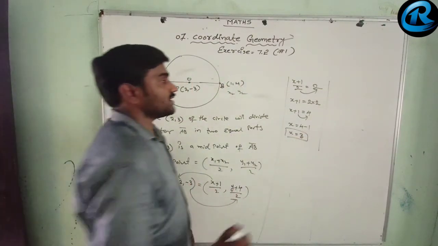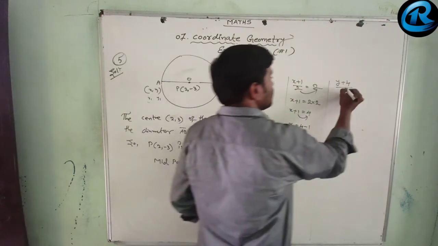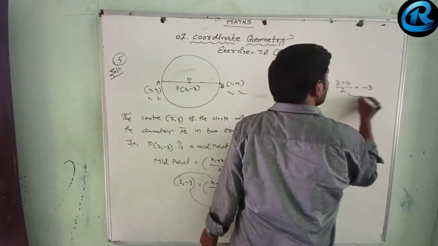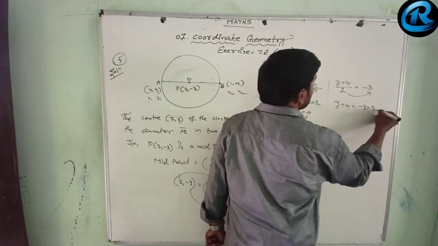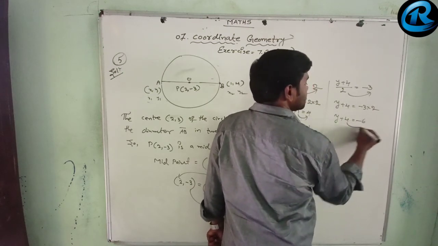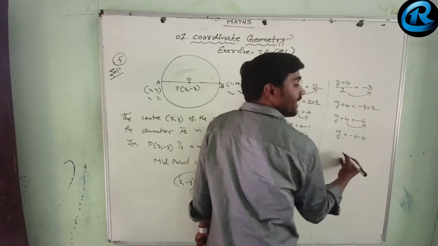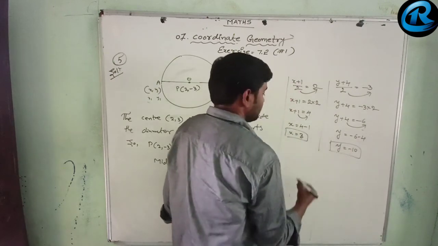Next y coordinates ni equal చేద్దాం. y plus 4 by 2 is equal to the y coordinate on the other side, minus 3. So this 2 you transfer this side, y plus 4 equal to minus 3 into 2, which is minus 6. This plus 4 you transfer to the other side: already there is a minus 6 and here minus 4. That equals minus 4 and minus 6, which is minus 10.